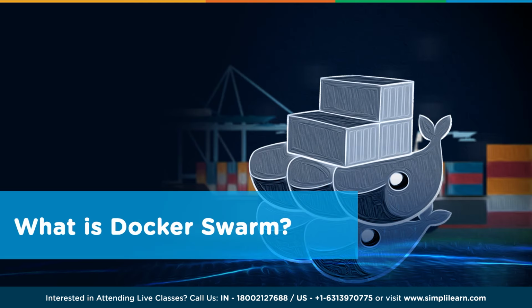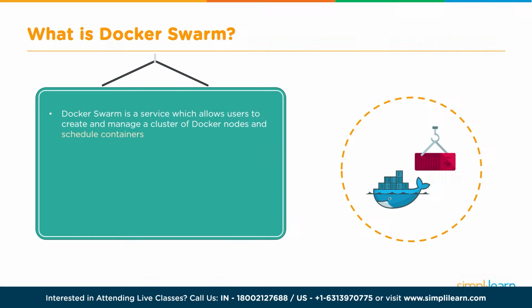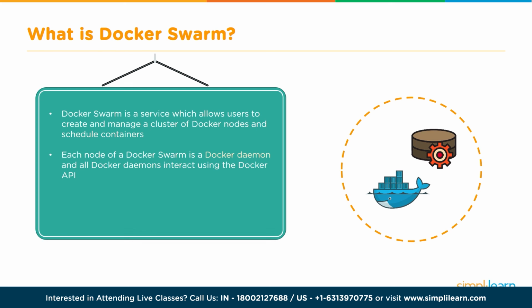Let's dig into what a Docker swarm is. So a Docker swarm is essentially a tool that allows you to very easily create and schedule multiple Docker nodes. So really 2 or more Docker nodes. And you can have quite a large number of Docker nodes in a single swarm. Each node itself is actually a Docker daemon, and that daemon is able to then interact with the Docker API and have all the benefits of being a full Docker environment.